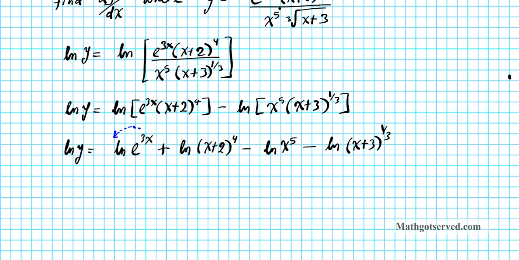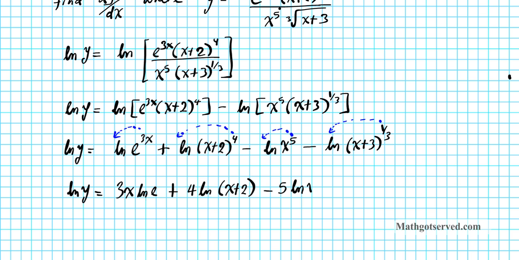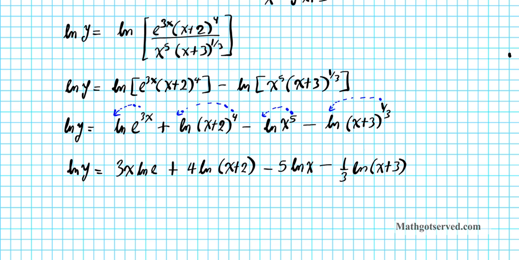So you can power down this exponent, this exponent, and this exponent, and then we're going to have the natural logarithm of y equals 3x times the natural logarithm of e, plus 4 times the natural logarithm of (x plus 2), minus 5 times the natural logarithm of x, minus 1/3 times the natural logarithm of (x plus 3). Okay? Now let's differentiate implicitly.